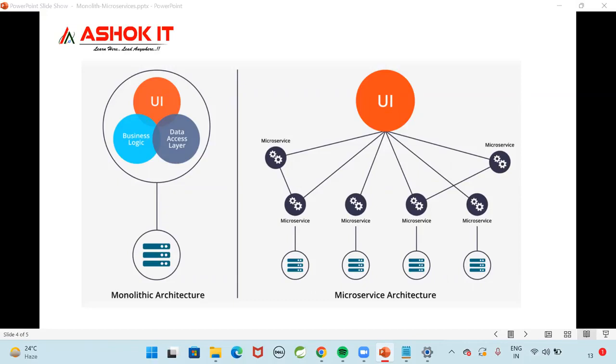But when it comes to microservices architecture, functionalities are divided into several services. When you go for monolith, one single project will be available with all the functionalities. When it comes to microservices, functionalities are divided into multiple APIs.